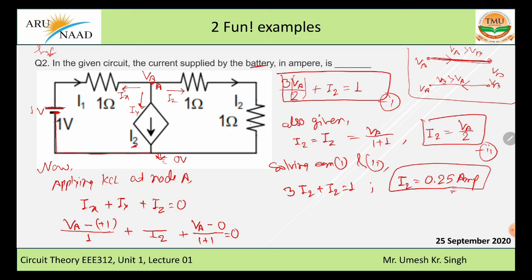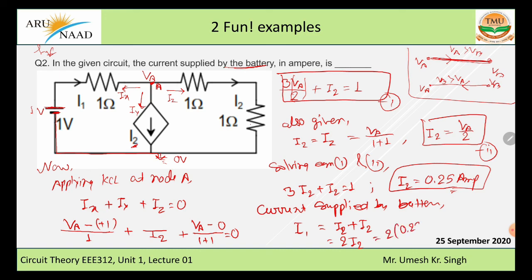Now we have to find the current supplied by the battery. The current supplied by the battery is I1, and this I1 is nothing but the sum of I2 plus I2. So 2I2, or 2 into 0.25, which is 0.5 ampere. So the current is 0.5 ampere.